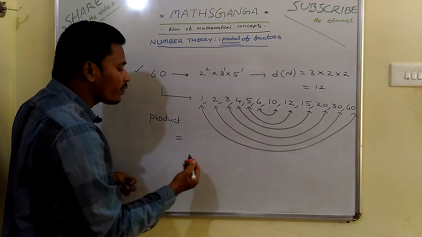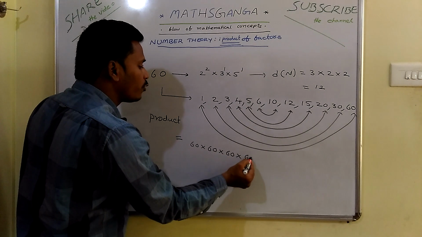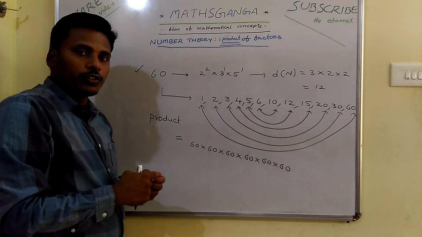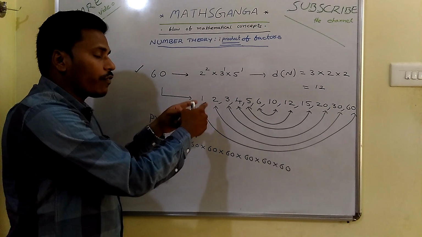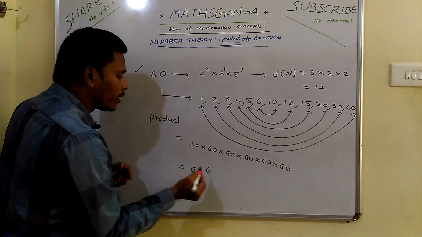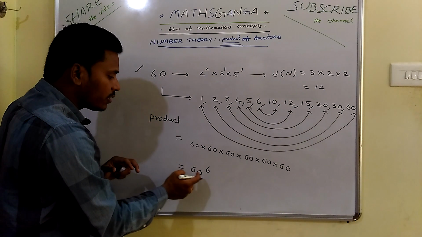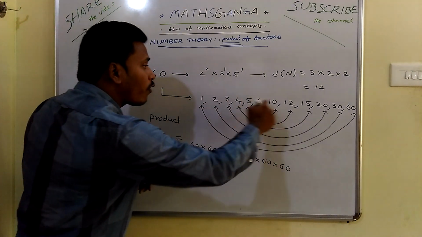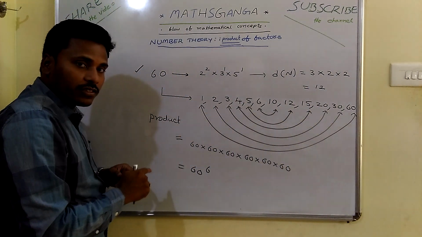So the product of all these factors is nothing but 60 into 60 into 60 into 60 into 60 into 60. We multiplied in this manner by grouping the first and the last, the second from the first and the second from the last. Like this we group, and we get the product of the factors as 60 power 6. By observation we confirmed that the product of the factors is 60 power 6, and the 6 is nothing but half of the total number of factors. Since the total number of factors is 12, half of 12 is 6.